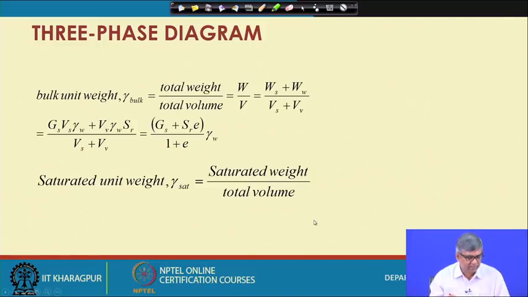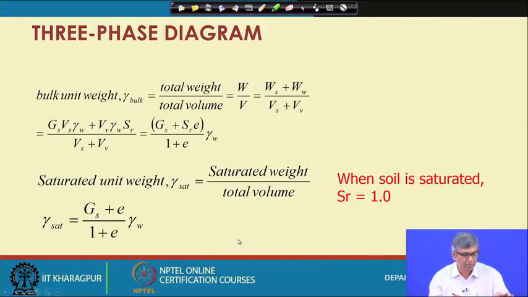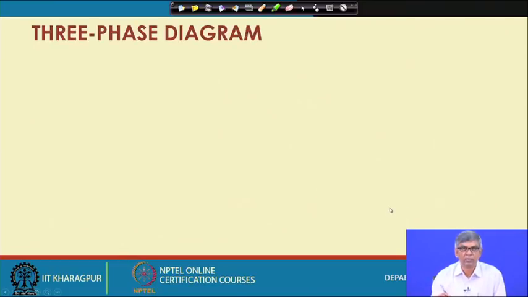And the saturated unit weight, gamma sat, is the saturated weight by total volume, and when it is saturated Sr becomes 1. When it is fully saturated, it is 100%, then Sr is 1, as I told in the previous slide. In that case this equation can be modified. If I put Sr equal to 1, the equation becomes gamma sat equals Gs plus e by 1 plus e, into gamma W. So this is another equation to be remembered: gamma bulk when it is partly saturated, and gamma saturated when it is fully saturated. Two different equations are shown which are to be remembered.